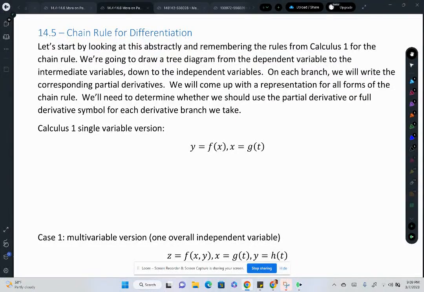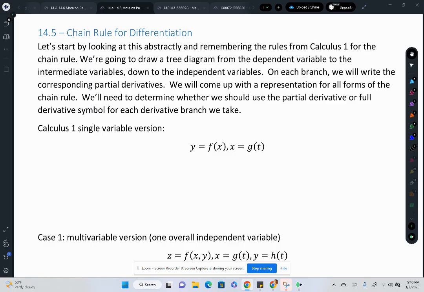Hello, today we're going to talk about the chain rule for differentiation of multivariate functions. To begin with, I want to go through this using a tree diagram in order to understand how things work when we're dealing with a chain rule and multivariate functions of multivariate functions.